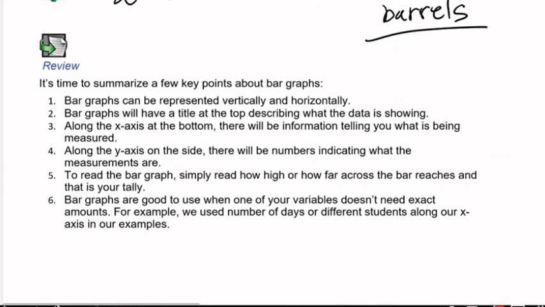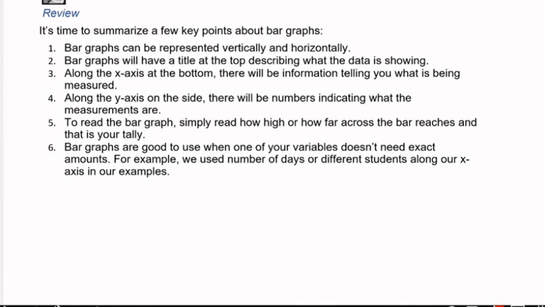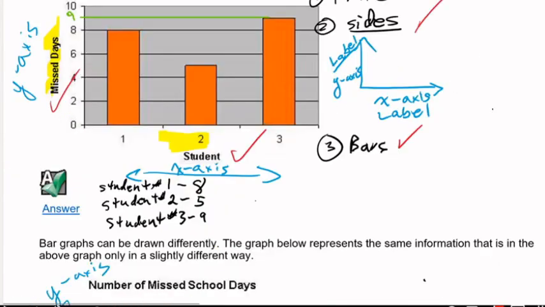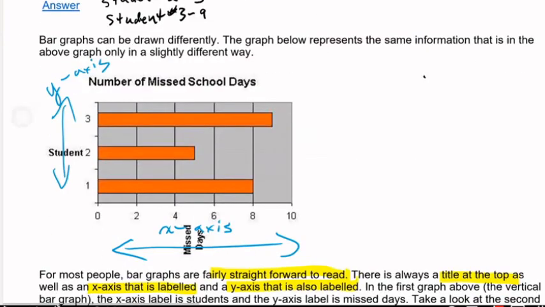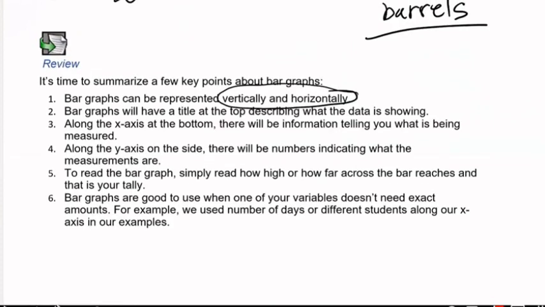So let's go over the final concept that we have to understand here. The key idea of this whole thing is that bar graphs can be represented vertically and horizontally, just like we had with these two graphs. We've got our vertical graph and we have our horizontal graph. Now, remember that each of your graphs will have a title at the top to describe what's actually happening. You're also going to have an x-axis at the bottom that tells us what's happening, and a y-axis as well, okay? And then we just have to read the graph. We just have to read the bar by looking at how high or how far across the bar reaches, and that's basically what our tally is, right?